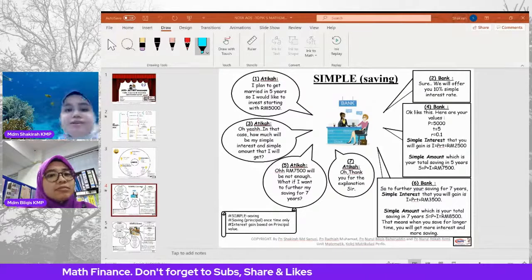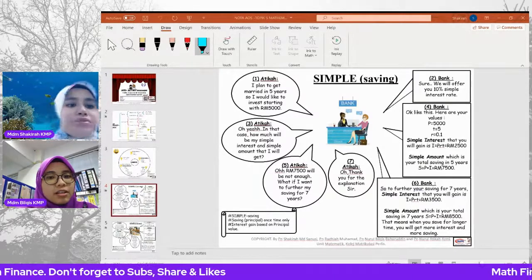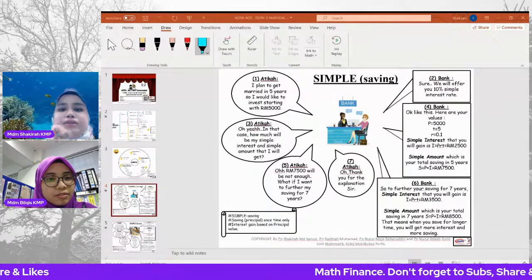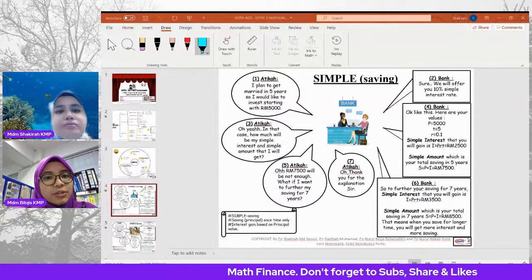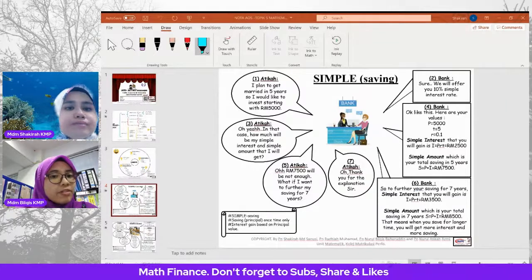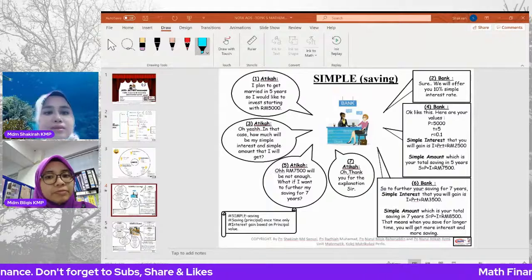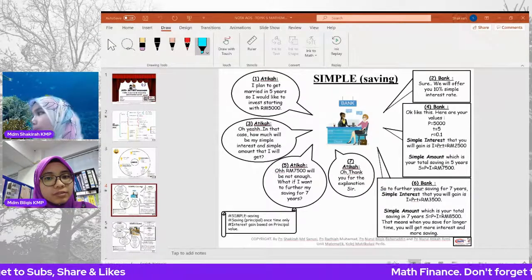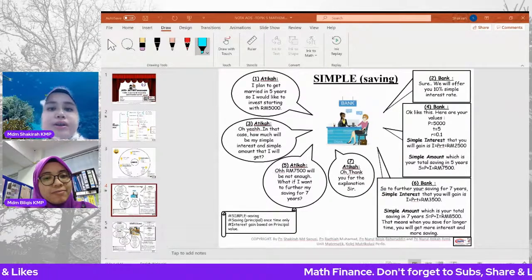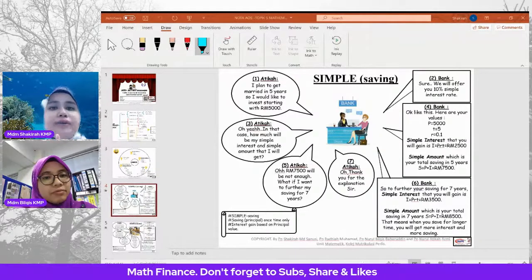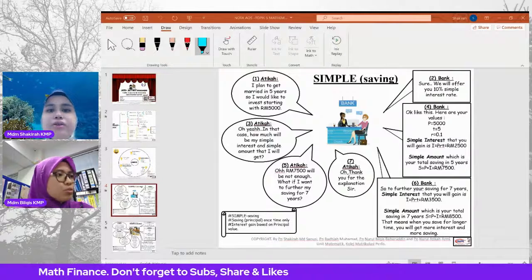Okay, Madam Bilqis will be Atikah and I will be the bank officer. Okay. So here I plan to get married in 5 years. So I would like to invest starting with 5,000 ringgit. So there, your P. What is 5,000? 5,000 adalah you punya P. Dan T adalah you punya 5. 5 years.